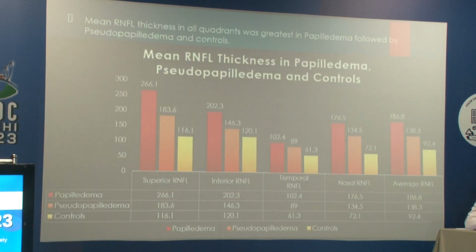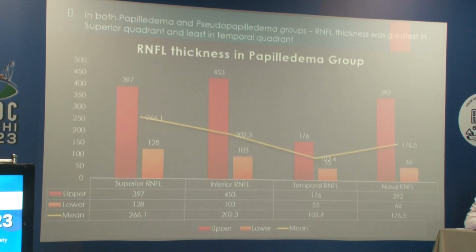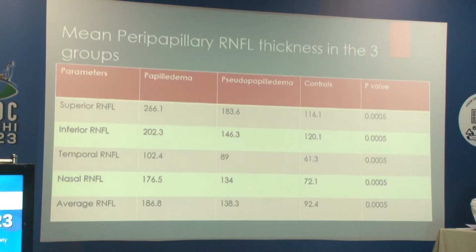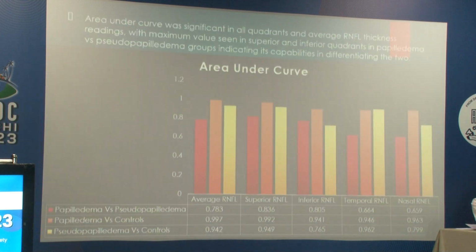Now, when we observed the mean RNFL thickness in papilledema, pseudopapilledema, and controls, the mean RNFL thickness in all quadrants was greatest in papilledema, followed by pseudopapilledema and controls. In both papilledema and pseudopapilledema, RNFL thickness was greatest in the superior quadrant and least in the temporal quadrant. When we looked at the p-values, this is just a tabular column showing all the p-values and all the data, where every mean RNFL thickness had a significant value of less than 0.05.